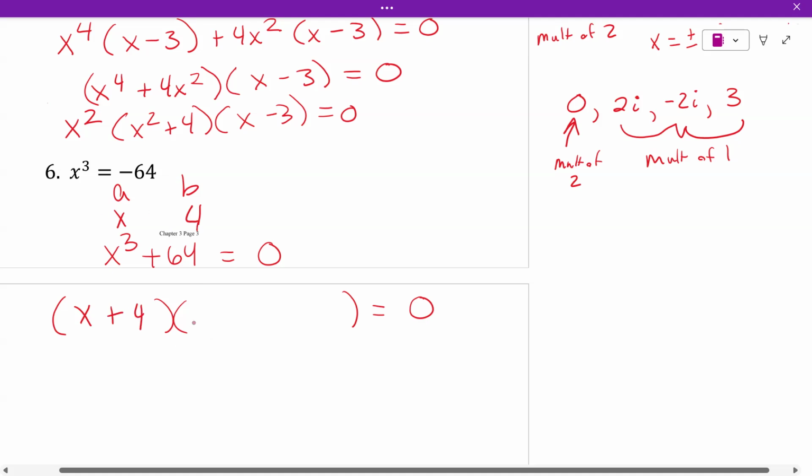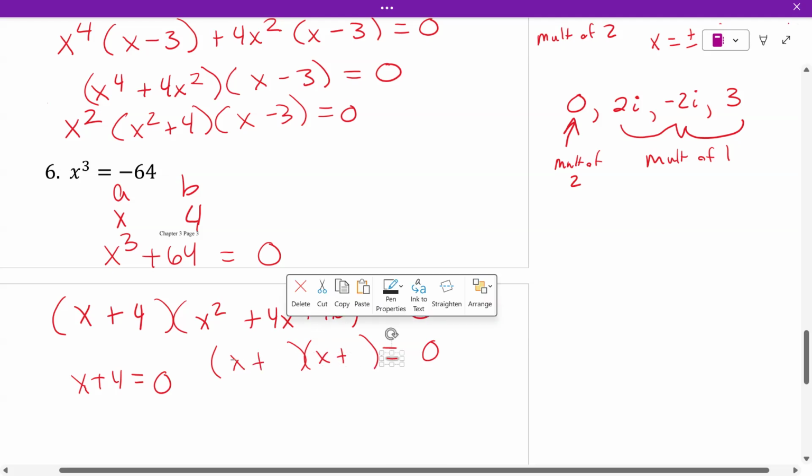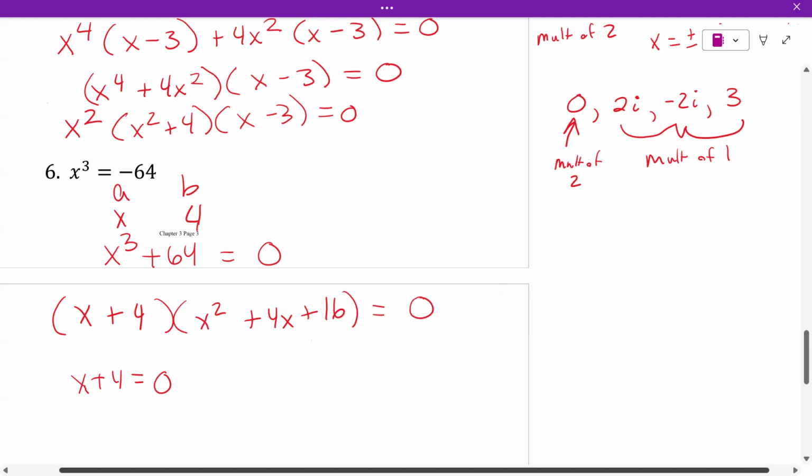And if we take x and square it, it's x squared. Multiply them together, minus 4x. Last term squared is 16. So this part is easy. X plus 4 equals 0. But this, does it factor? X and x, plus and plus, factors of 16 that add up to 4? No, they're not going to factor. Okay? Sum of cubes, the second one is never going to factor.